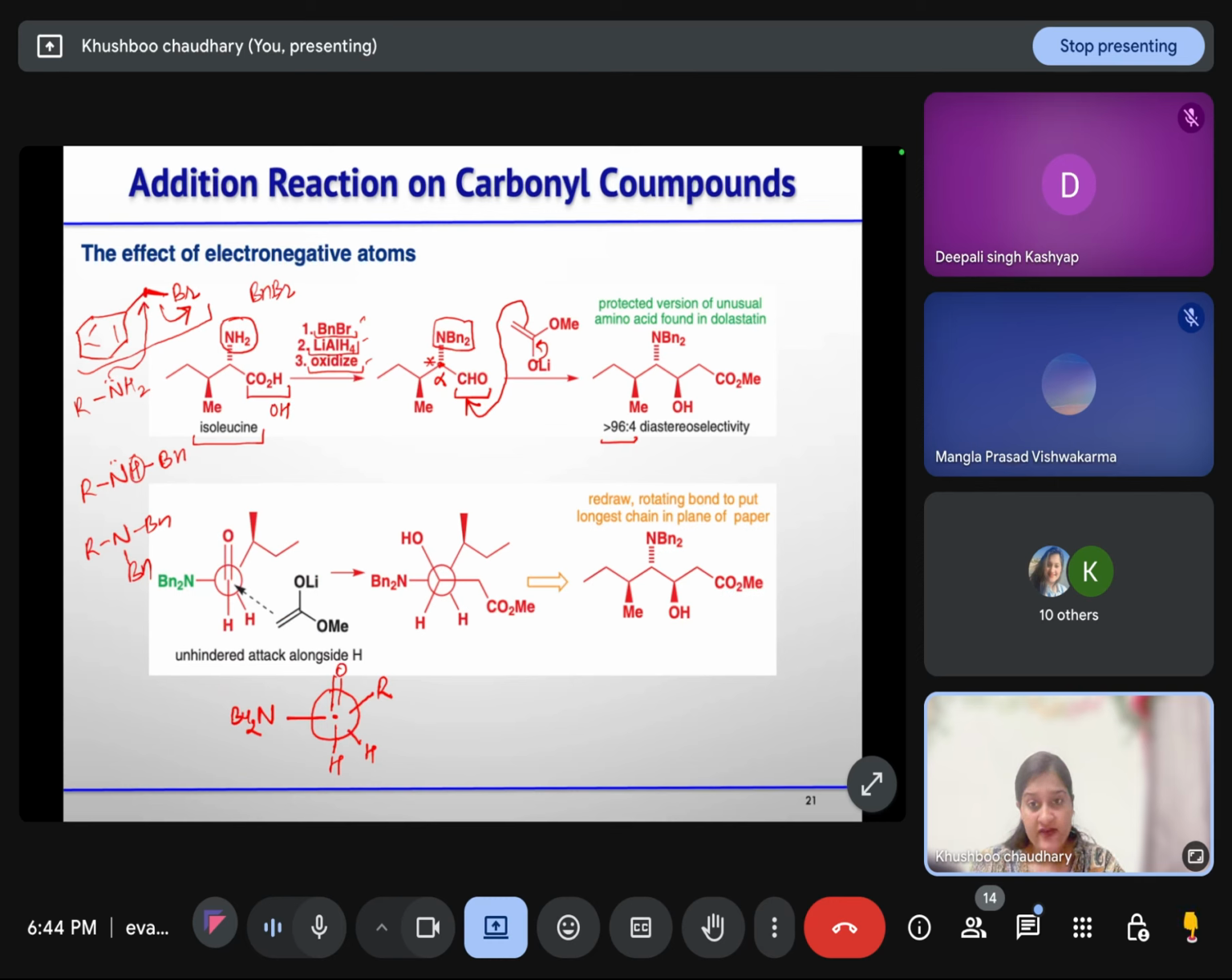Now, when your nucleophile approaches, it will approach from the side of hydrogen. So the nucleophile, this negative charge, will come here and this carbon will attack at the carbonyl center. So this will form after the attack. Now how will we draw this? From this side we are seeing the molecule, so this is our NBn2.